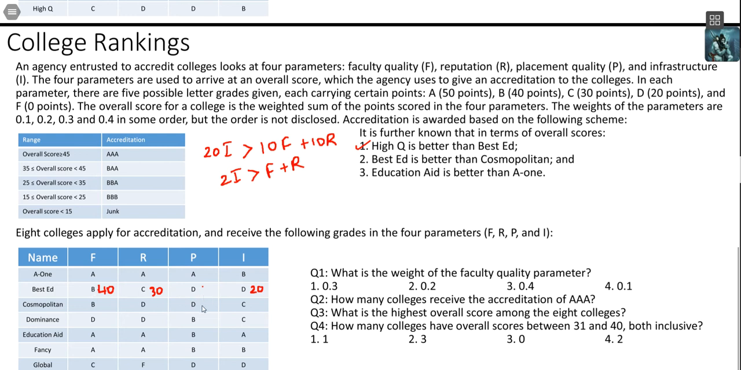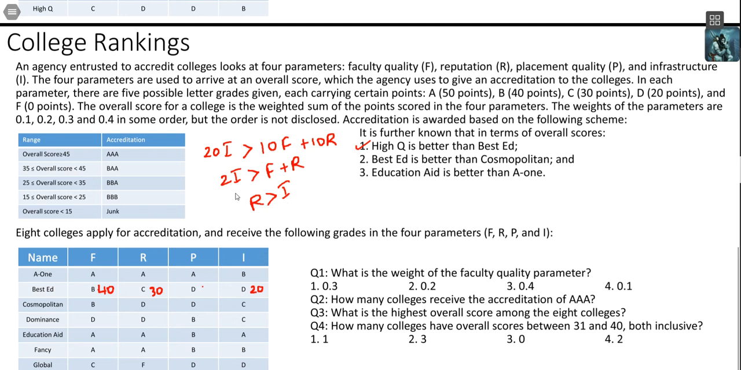So given that F and P ratings are identical, in R, Best Ed is better, and in I, Cosmopolitan is better. But overall, Best Ed is better than Cosmopolitan. Can I come to the conclusion? R is greater than I. R is greater than I.